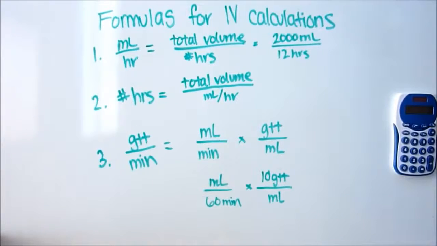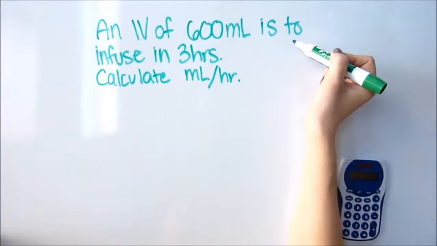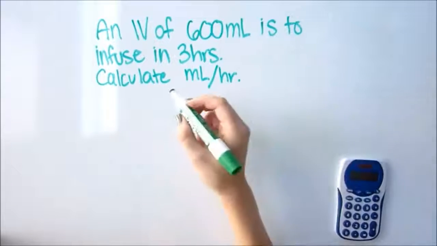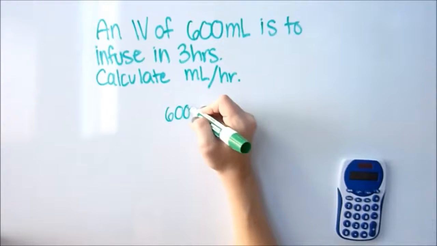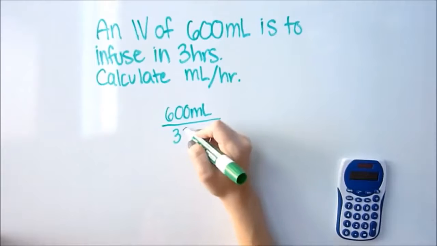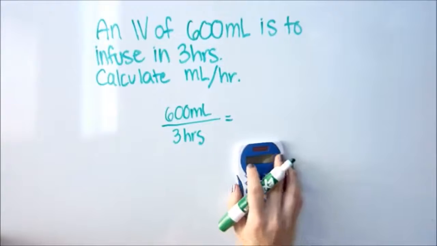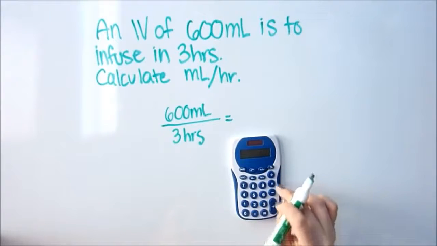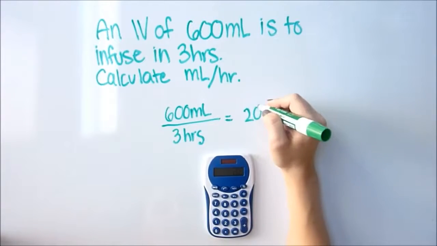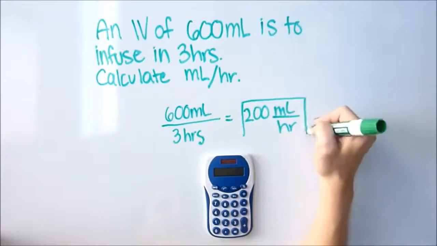So let's get started. In this problem we have an IV of 600 ml to infuse in 3 hours. Calculate ml per hour. We're going to take 600 ml because that's our volume, and divide it by the number of hours, which is 3 hours. On the calculator, 600 divided by 3 is 200 ml per hour. And there's our answer.